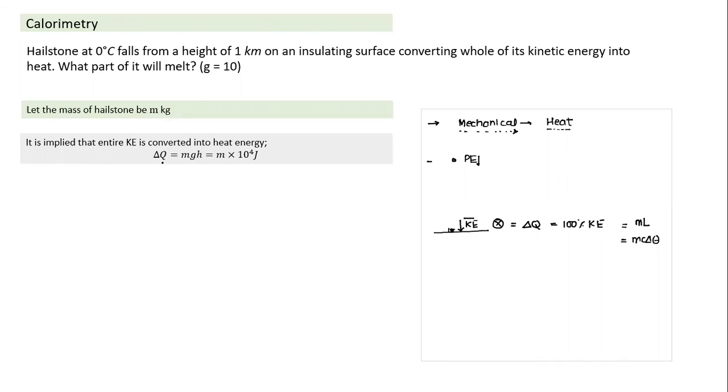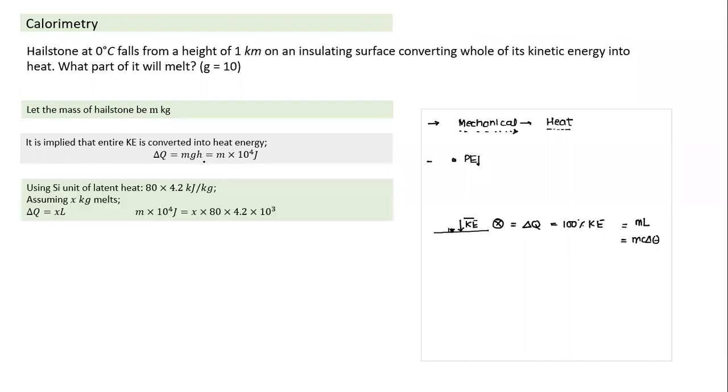So the heat energy received by the hailstone is equal to mgh. This is the amount of energy in joules which will be given to the hailstone. Since we have to find what part will melt, this question itself indicates the entire ice will not melt, only part of it will. So we'll assume only x kg melts here. Where has this energy gone? This energy has gone into the form of latent heat, melting x kg of ice.